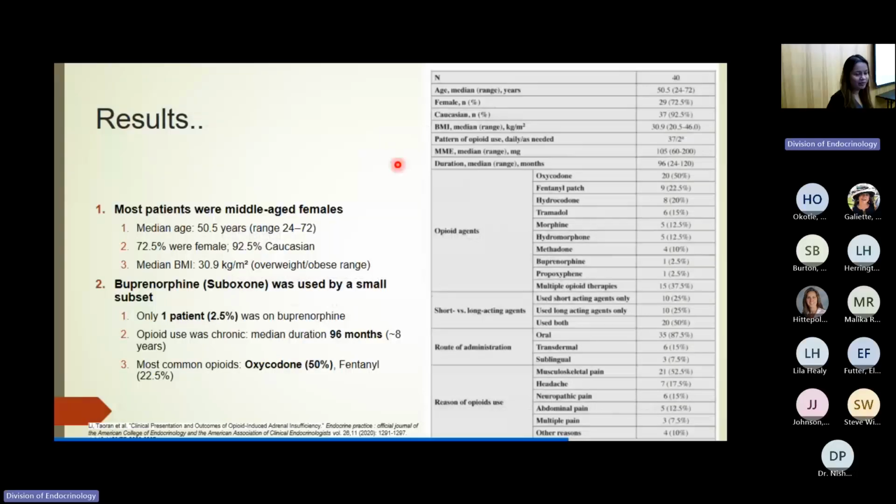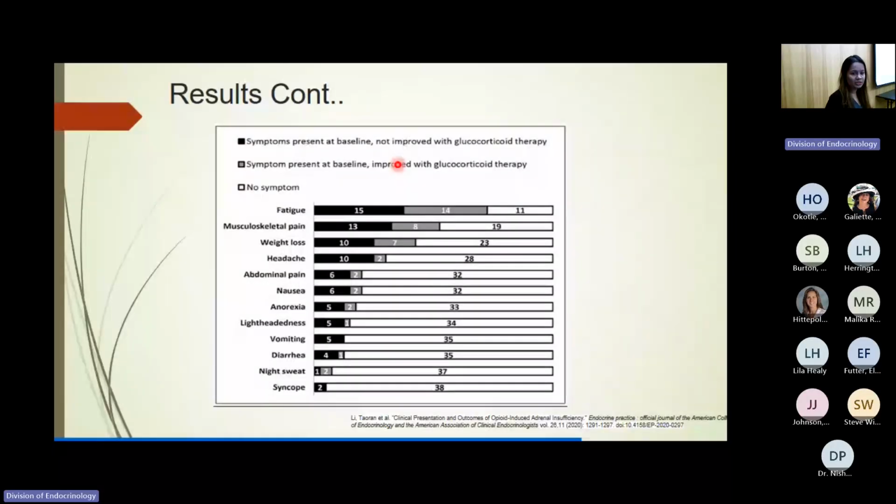Results, like I said, only one patient was on buprenorphine, but we get to know about the clinical presentation of these patients. So this slide talks about what the most common presentations were. If you go down this list, these are very generalized symptoms: fatigue, musculoskeletal pain, weight loss, headache, abdominal pain, nausea, anorexia, lightheadedness, vomiting, diarrhea, night sweats, syncope.